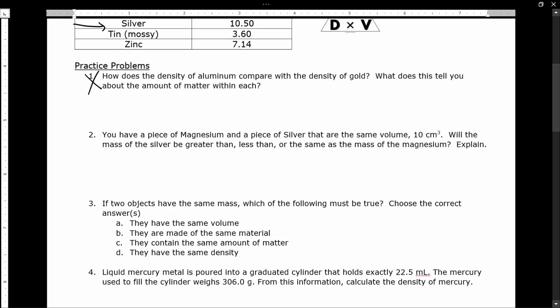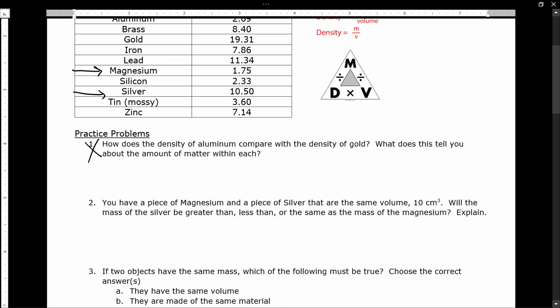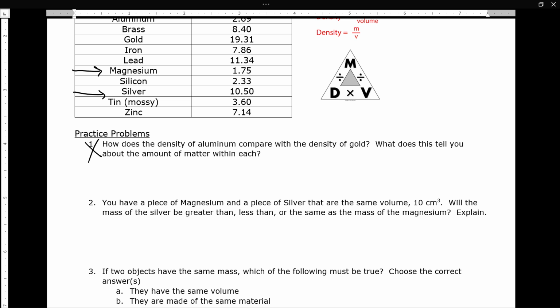You have a piece of magnesium and a piece of silver that are the same volume, and will the mass of the silver be greater than, less than, or the same as the mass of the magnesium? Well, we're going to look up here at our table, and our magnesium has a density of 1.75 grams per milliliter, and our silver has a density of 10.50 grams per milliliter.